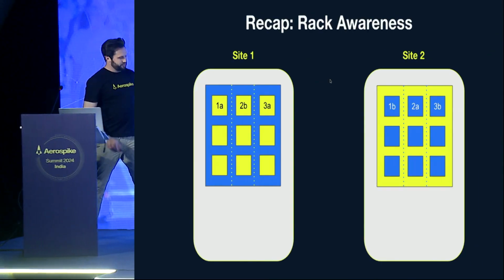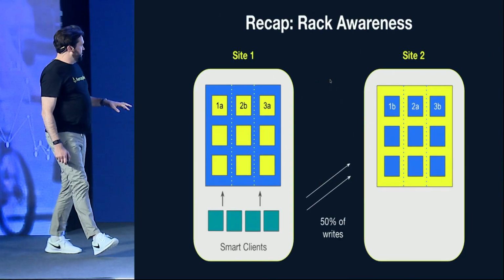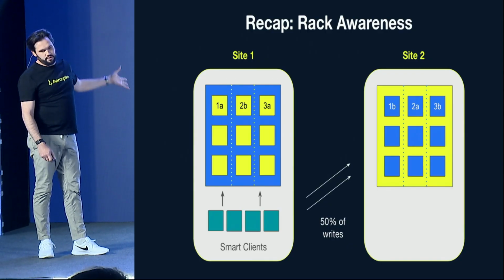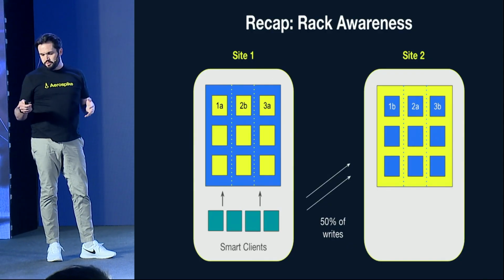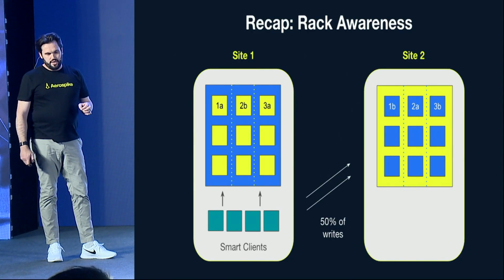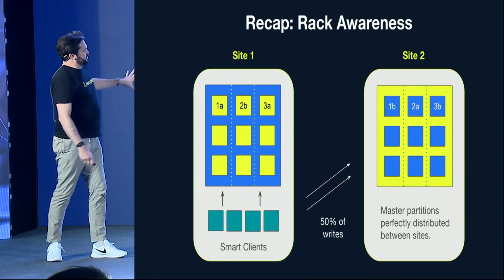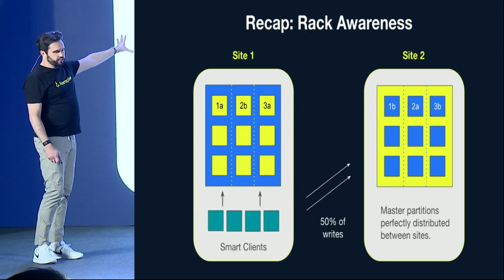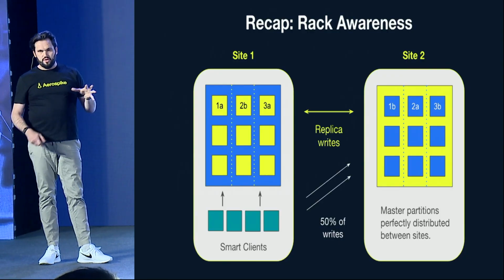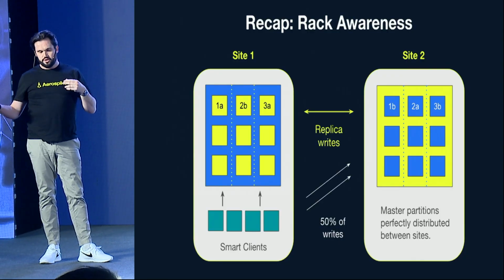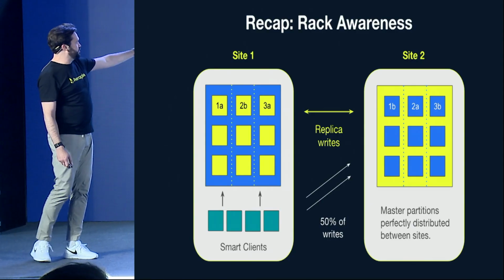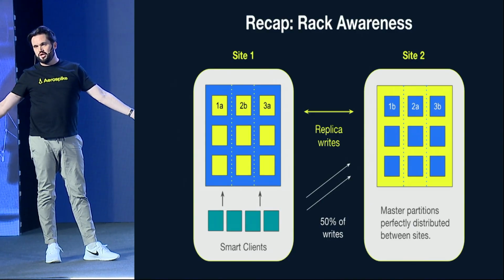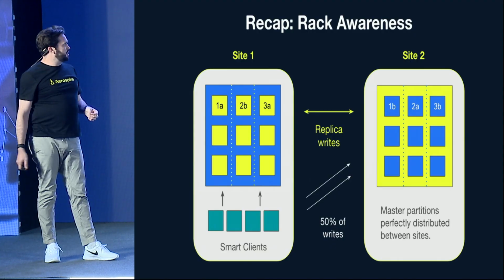You have also some masters and some replicas, and then you're running your smart clients, and your smart clients are writing basically 50% of their writes to each location, and you may already be familiar with this. What it means is that your master partitions and your replica partitions are perfectly distributed between your sites, and then using the Fabric protocol, the sites are exchanging replicas with one another via replica writes. So this is how things have historically worked in terms of multi-site clustering.